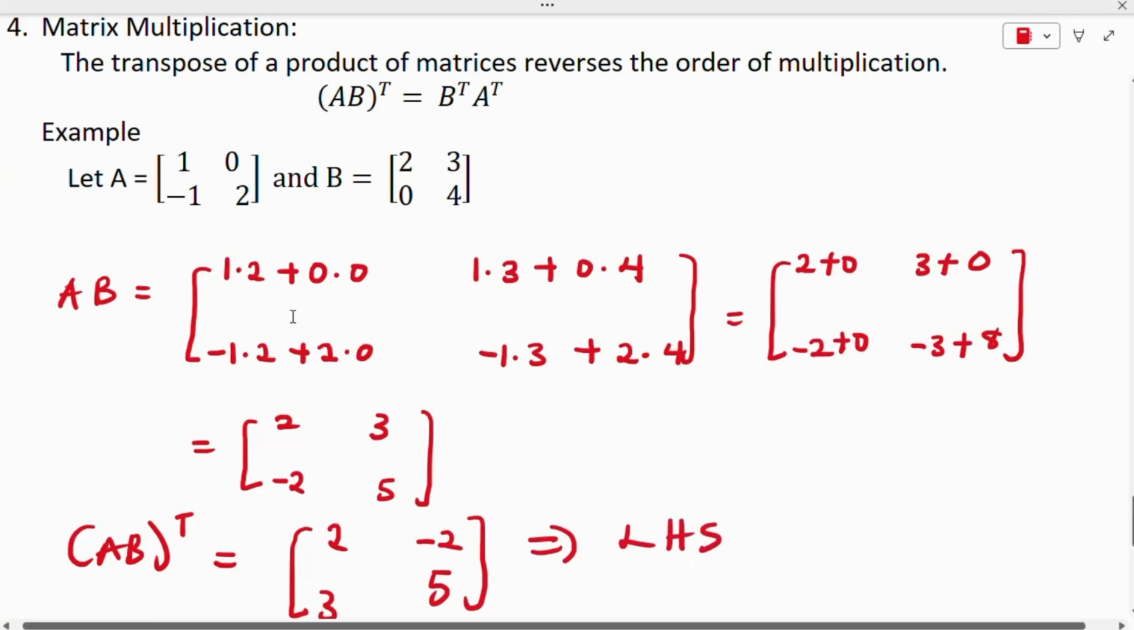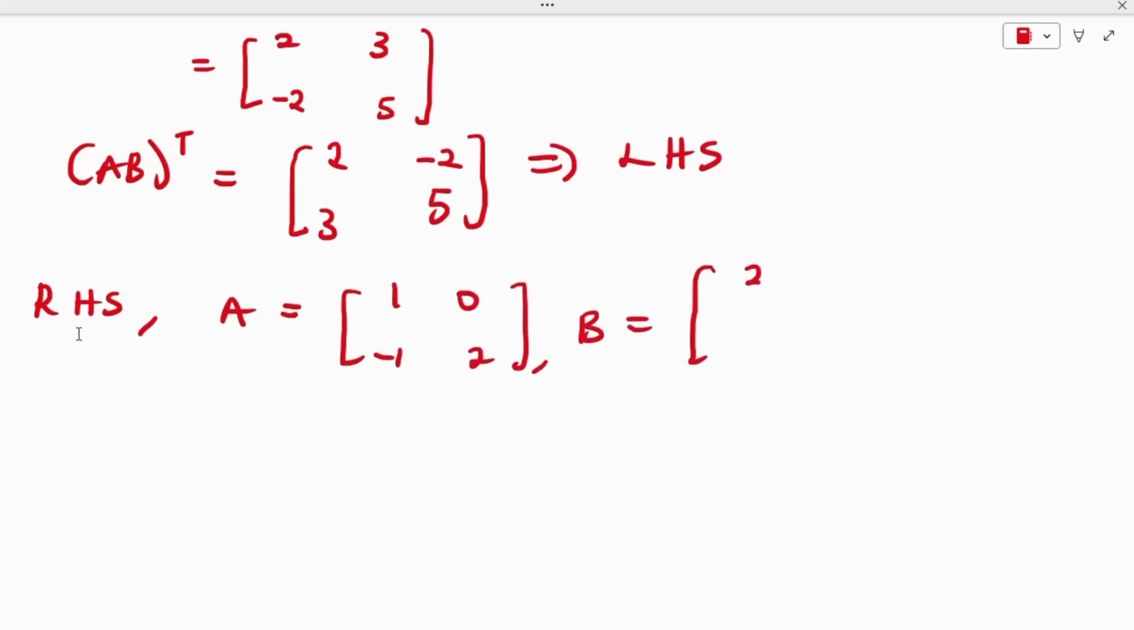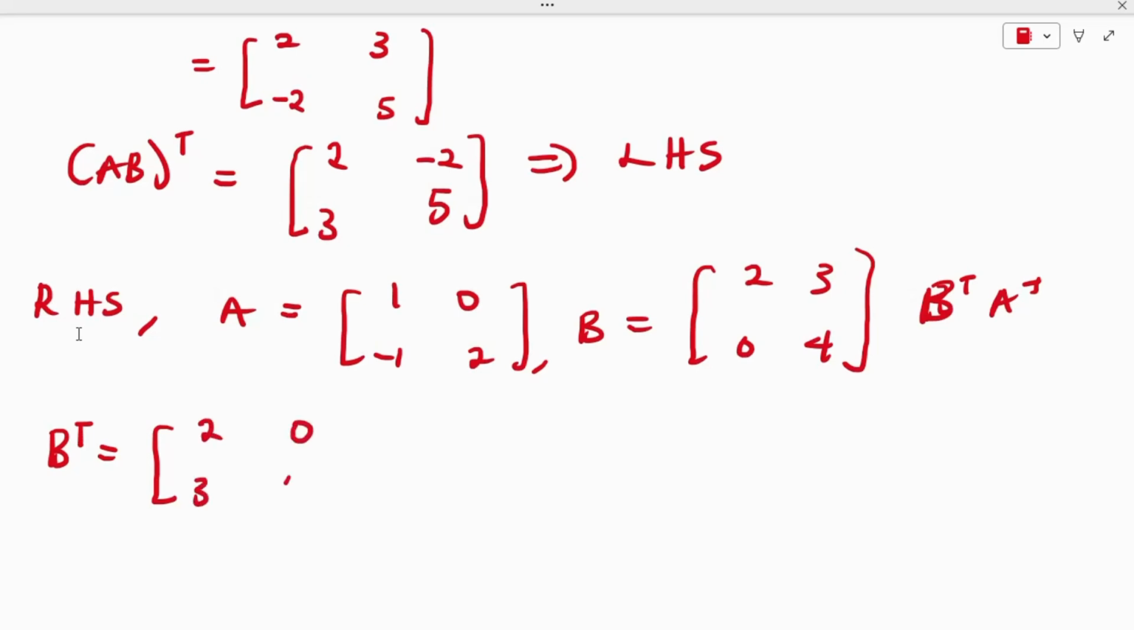So let's verify the right hand side. For the right hand side, now we have that A is equal to 1, 0, negative 1 and 2, and B is equal to 2, 3, 0, 4. Okay, so we are going to verify B transpose and A transpose. All right, so let's solve for B transpose. Finding the transpose of B, this becomes 2, 3, 0, 4, and A transpose becomes 1, 0, negative 1 and 2 rather.